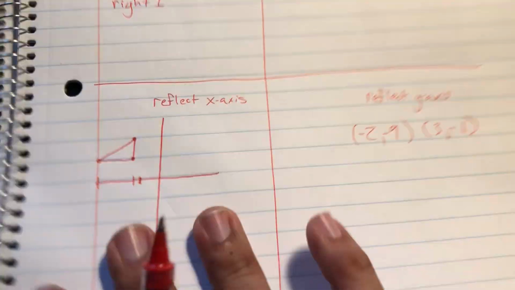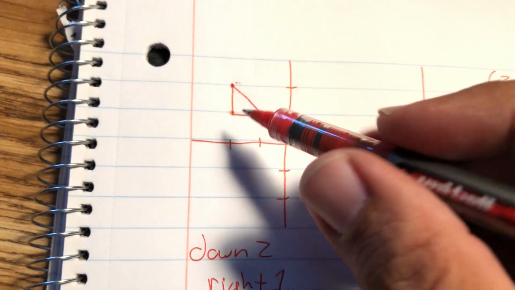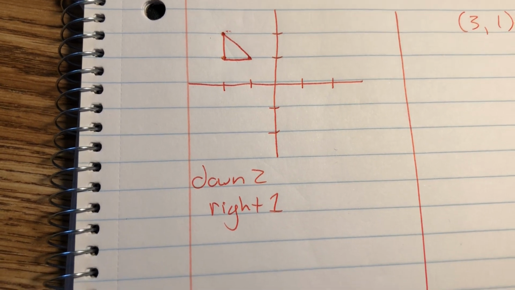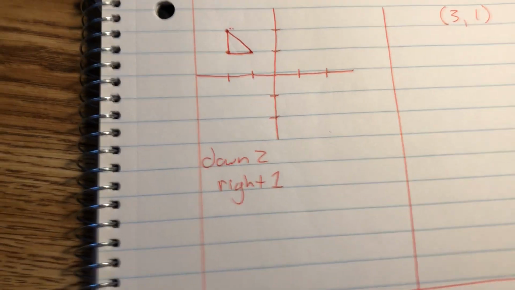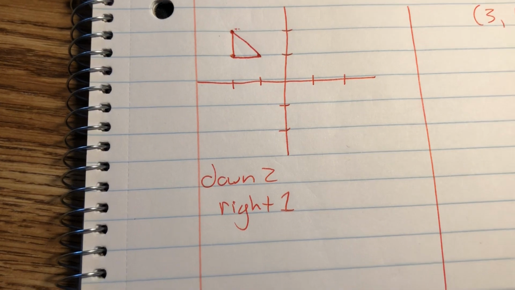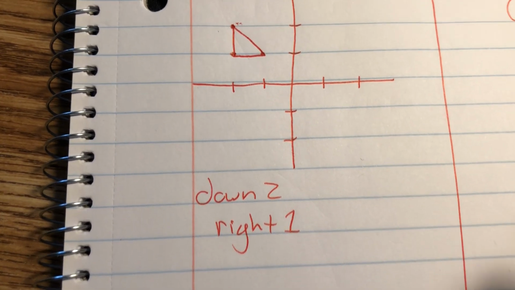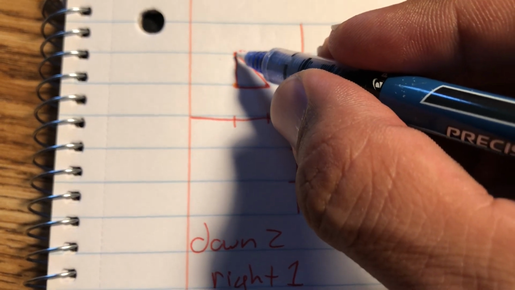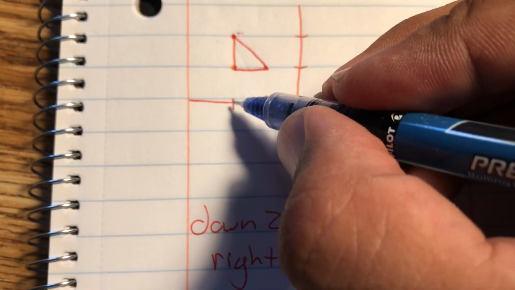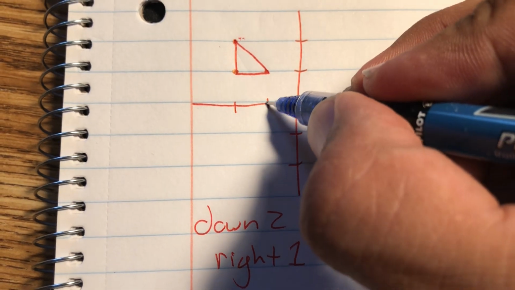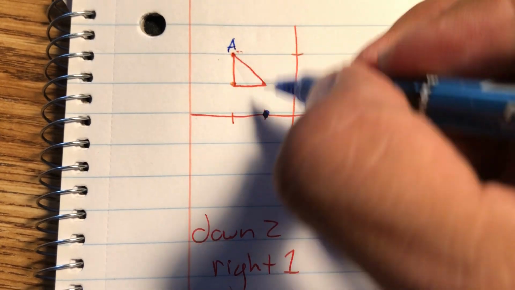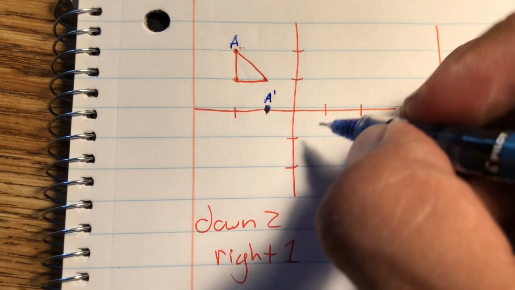Now, the rest of the questions are on reflection or translation. So I'm going to show you an example of a translation on a graph here. So we're moving this red shape down 2 and to the right 1. So what you have to do to translate this shape down 2 and to the right 1 is move every dot down 2. So I'm moving this dot 1, 2, and to the right 1. So you have to do both movements. So this dot is now here. So A is now A prime.